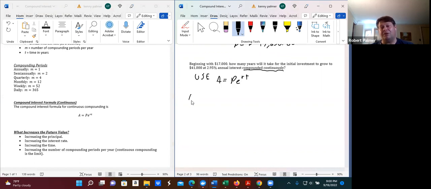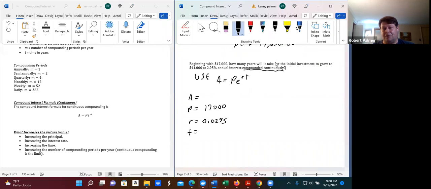Like before, let's write down our different parts here: A, P, R, T, and of course, remember e is approximately 2.718. Let's see what we have. Our interest rate is 2.95%, so as a decimal, it's 0.0295, and once again, don't round that off. We're compounding continuously, so this time there's no M because that's taken care of in the exponential. What else do we have? It says beginning with $17,000. If we're beginning with that, then as you'd expect, that's going to be our principal. That's 17,000.